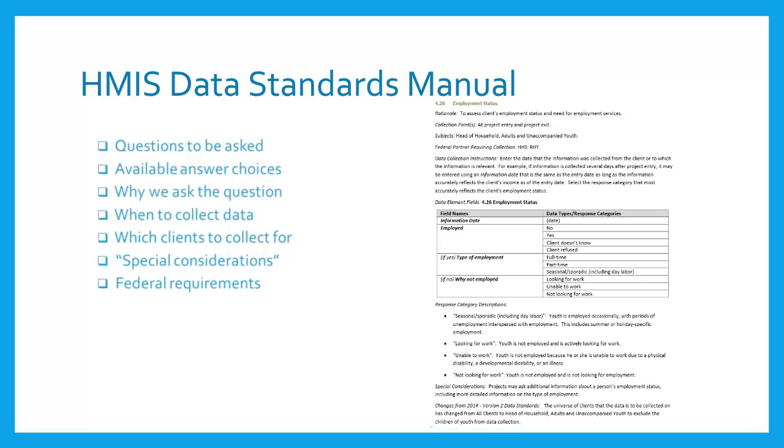The HMIS Data Standards Manual includes all questions to be asked of clients and available answer-response choices, like the employment status example shown here. Also in the manual are other pieces crucial to collecting information from clients, such as specific data collection instructions and the rationale behind why each individual data element is collected. Special considerations, such as what to do when a client transitions from being a youth to over the age of 18, are also provided. All of this information helps in creating one comprehensive client file that is shared as clients enter various programs and move through the system.